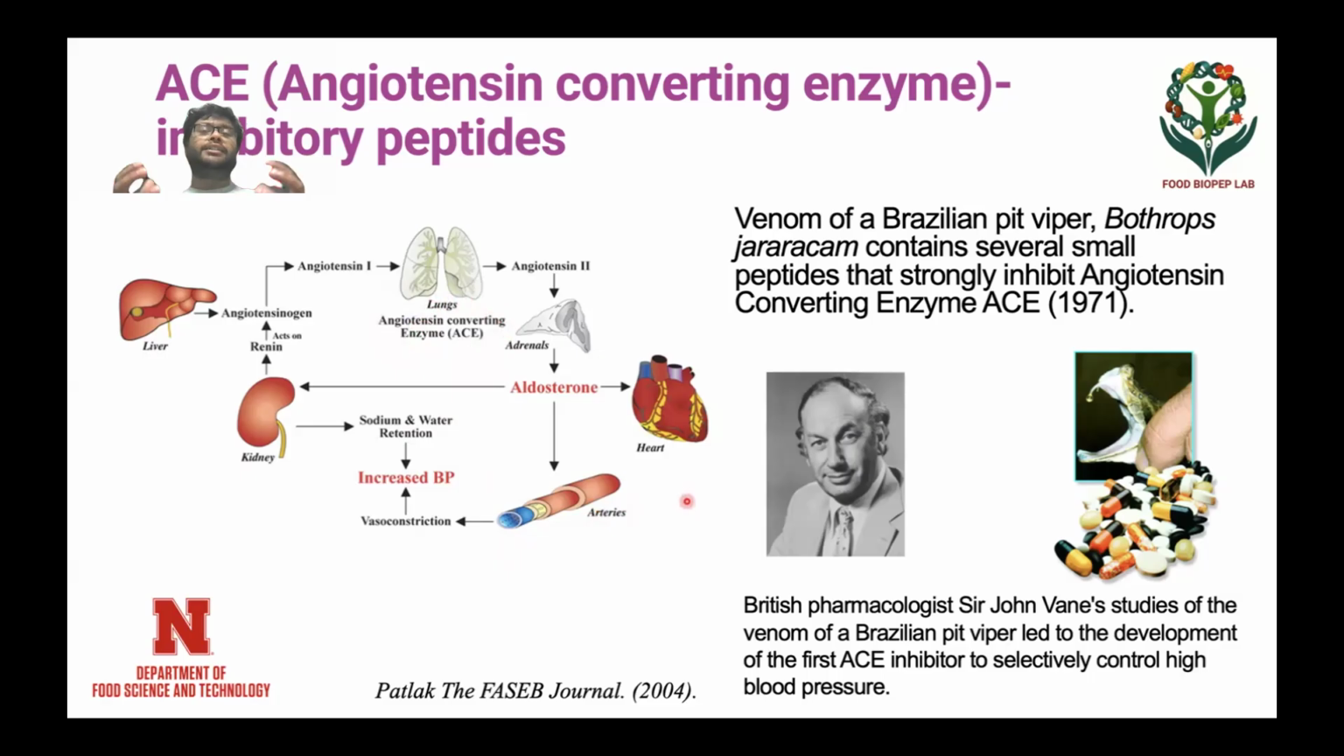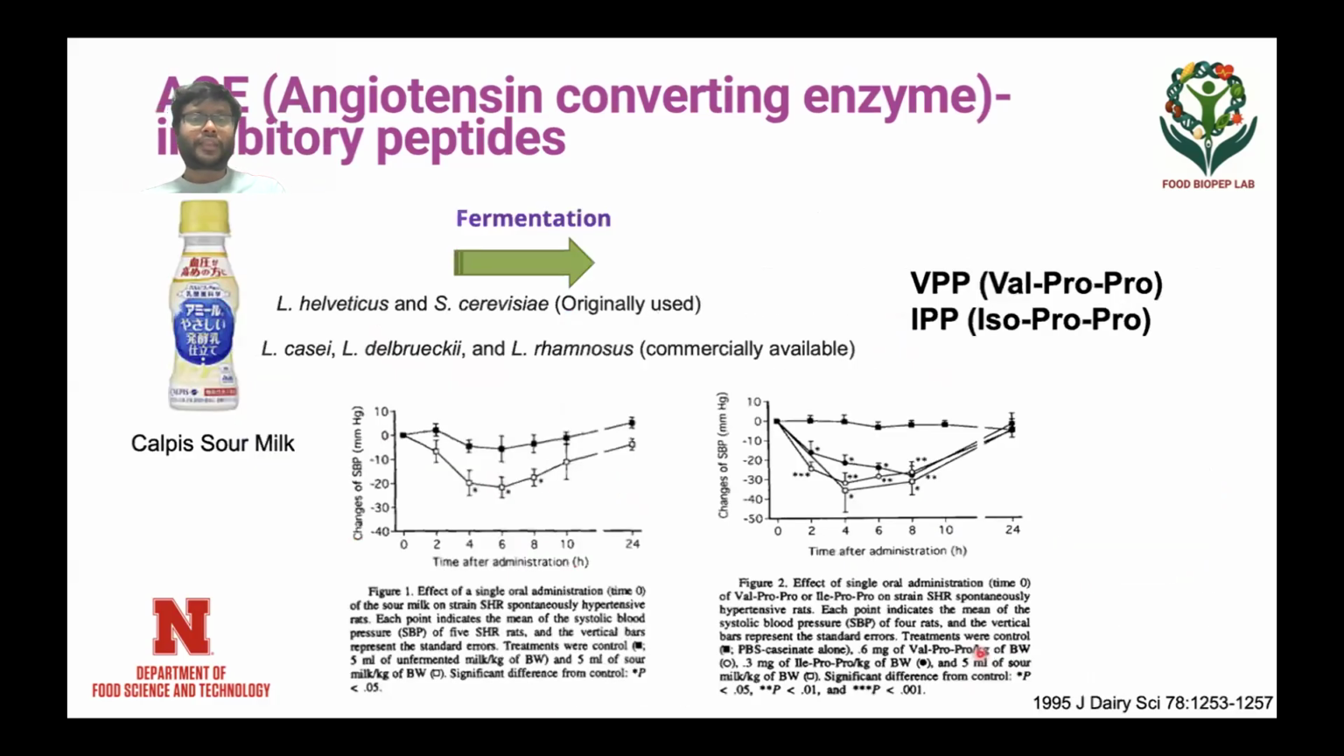And the first blood pressure medication, the ACE inhibitory medication, was actually isolated from the Brazilian pit viper. The British pharmacologist Sir John Vane studied this venom of the Brazilian pit viper and then developed the first ACE inhibitor to control high blood pressure. Now, in terms of dietary bioactive peptides, the two very well-studied peptides are IPP, isoleucine proline proline, and VPP, valine proline proline.